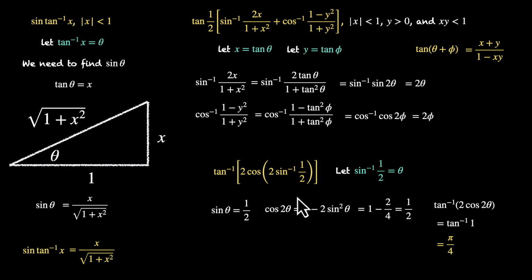And there's a slightly different way to do this. When we have sine theta equals half, we can directly say that theta is equal to pi by 6. Sine of 30 degrees is half. Double of this, that's pi by 3, 60 degrees. And cos of 60, that's again equal to half. So we have cos of 60 here, that's half. Doubling it will give us 1. What we need is tan inverse of 1, that's equal to pi by 4.